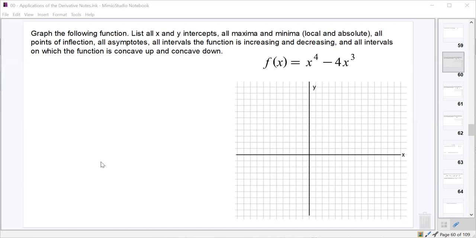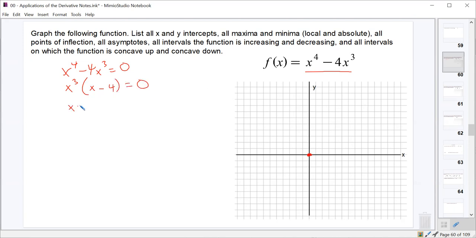So in order to see where this function has x and y intercepts, to find the y intercept, we just have to look at the constant term. For x to the fourth minus 4x cubed, the constant term is 0, which means this has a y intercept of 0. And to find the x-intercept, we'll just set the function equal to 0 and solve. We'll factor out an x cubed, leaving us with x minus 4. And that tells us that x is 0 and x is 4.